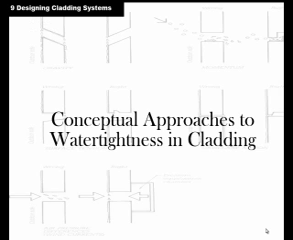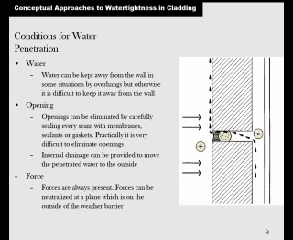So how do you make your cladding watertight? It's going to talk about some conceptual approaches. Water will find a way in if you allow it. It can be kept away with overhangs. That's a big factor, and that's why we usually have overhangs on our houses and small commercial buildings.